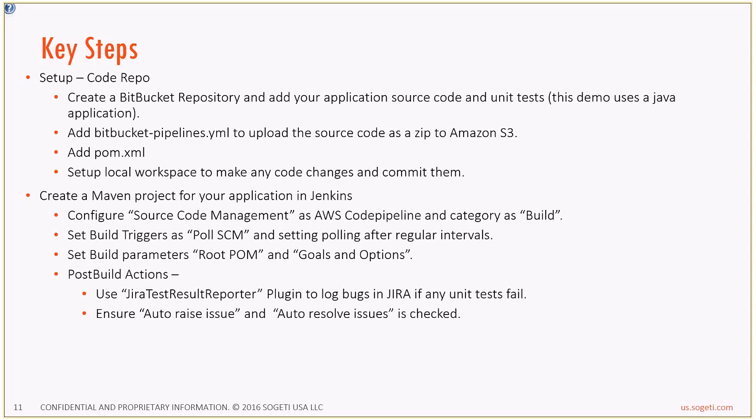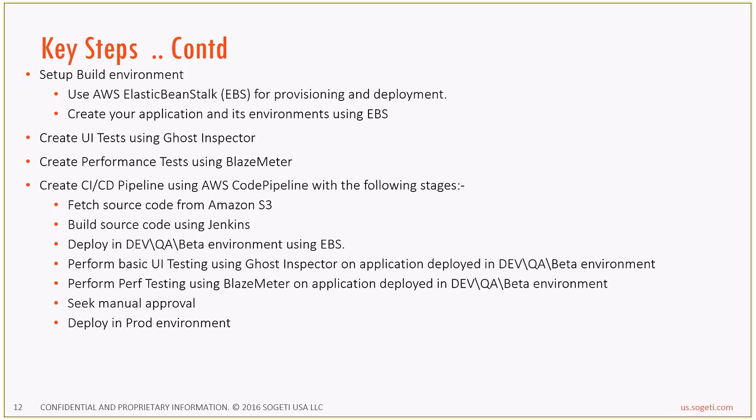Let's say in my run 1, the unit test failed and hence JIRA created an issue for that particular unit test. But let's say in the subsequent builds or in the subsequent runs for the same application, if that unit test passes, then this plugin will set the status of that bug to resolved.